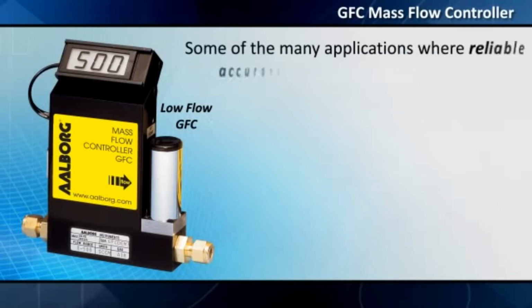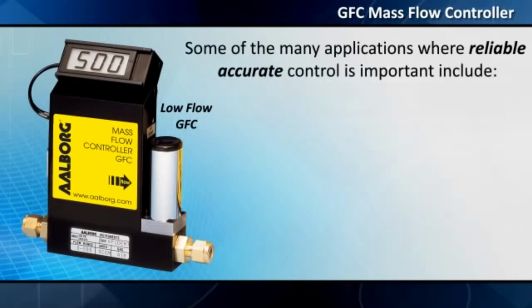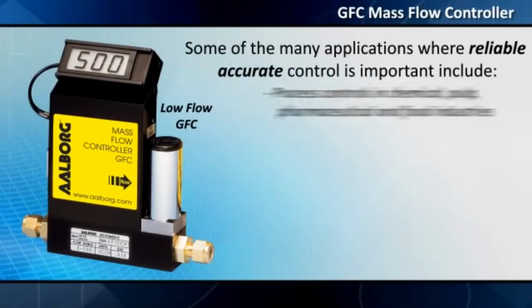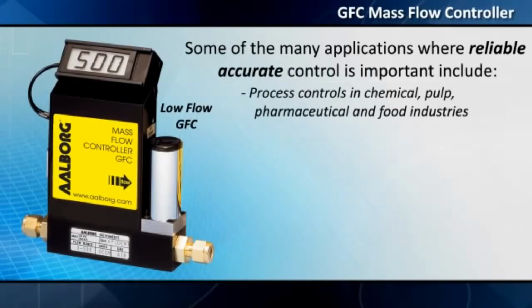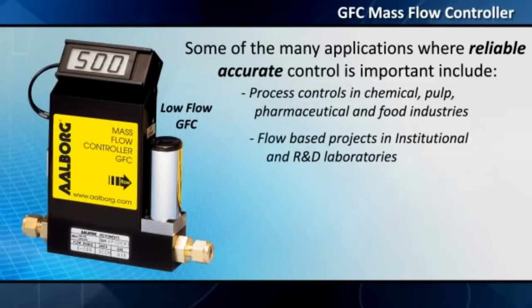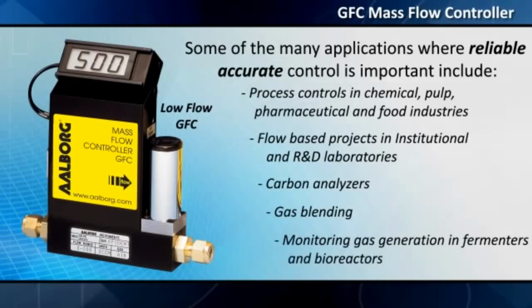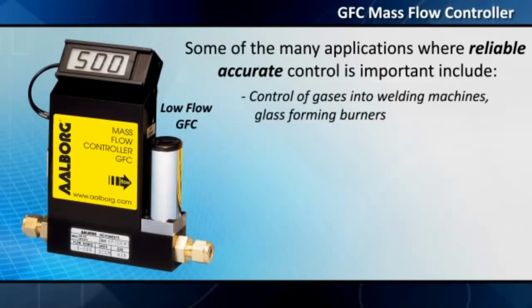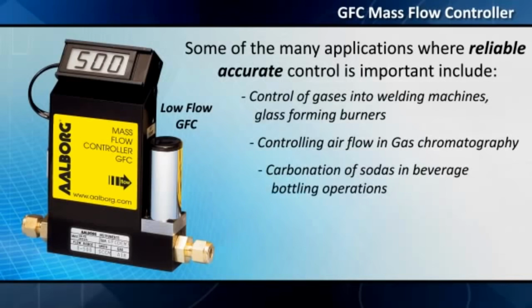Some of the many applications where reliable, accurate control is important include process controls in chemical, pulp, pharmaceutical, and food industries, flow-based projects in institutional and R&D laboratories, carbon analyzers, gas blending, monitoring gas generation in fermenters and bioreactors, control of gases into welding machines, glass-forming burners, controlling airflow and gas chromatography, carbonation of sodas in beverage bottling operations.